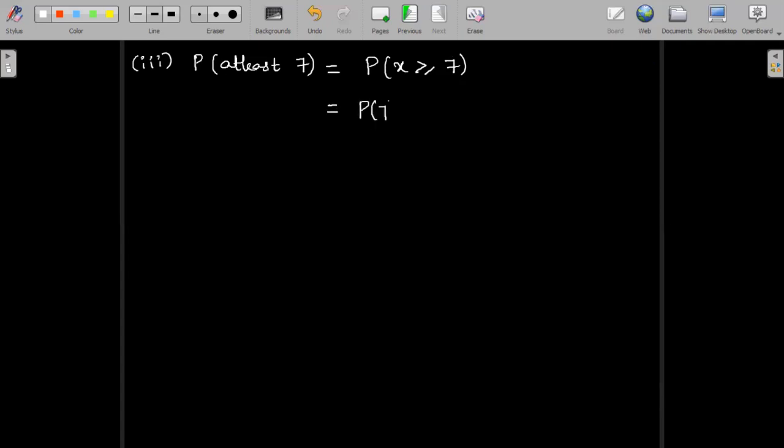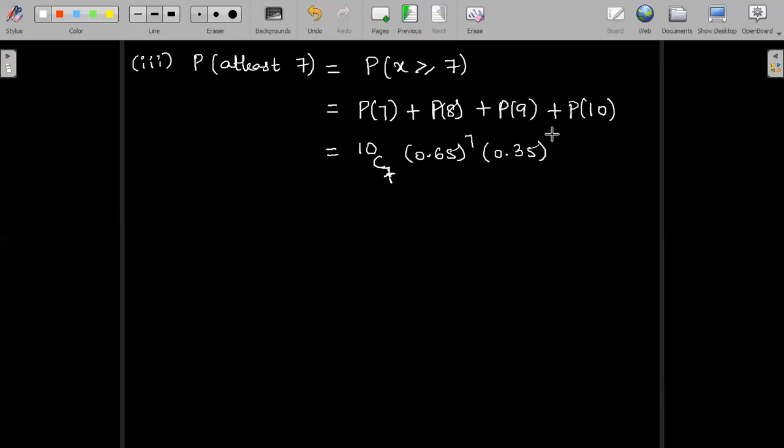So we will write it down as p of 7 plus p of 8 plus p of 9 plus p of 10. Why are we stopping at 10? Because x takes the value only from 0 to 10. N is equal to 10 here. So this gives us the substitution step: 10c7 0.65 whole power 7 into 0.35 whole power 10 minus 7, which is equal to 3.